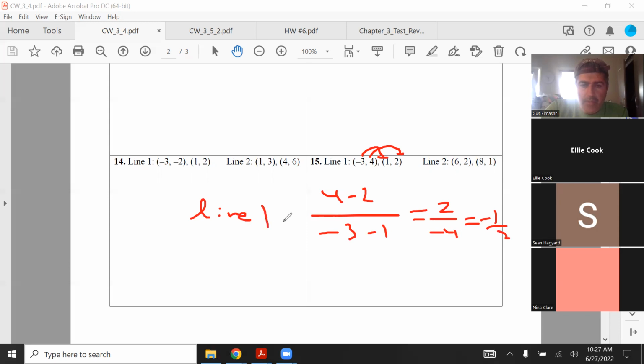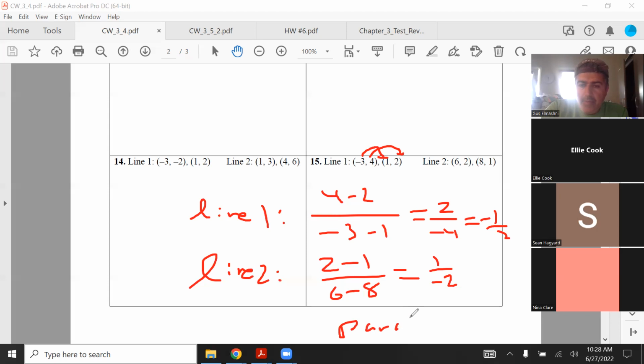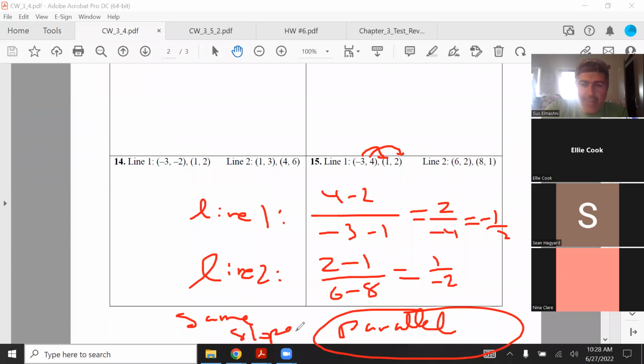That's for line 1. For line 2, 2 minus 1 over 6 minus 8, which would be 1 over -2. So those are identical. Those are the same slope. So in this case, we're going to be parallel because you have the same slope. So they rise and run the same way.